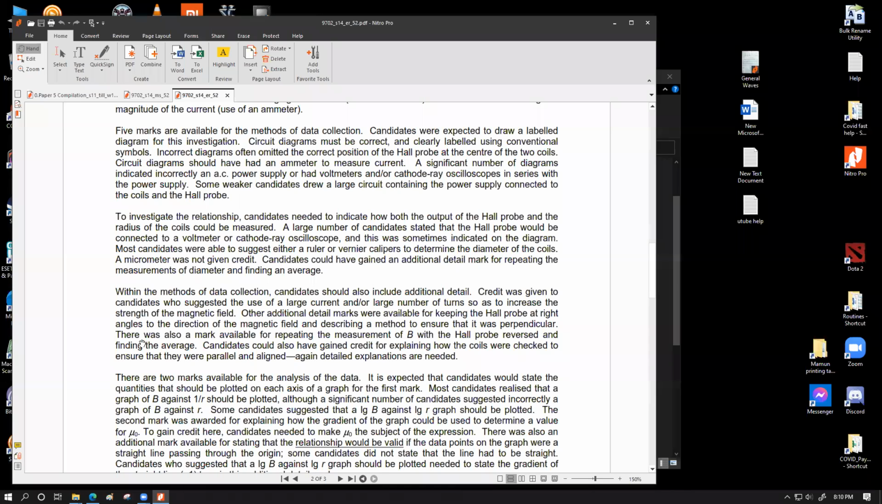There was also a mark available for repeating the measurement of B with the Hall probe reversed and finding the average. This is something that I talked about. You're using a Hall probe, you have to make sure it's perpendicular. It's difficult to make sure it's perpendicular, so you reverse it by 180 degrees, get the second reading, and do the average. Candidates could also have gained credit for explaining how the coils were checked to ensure that they were parallel and aligned. Again, detailed explanations are needed.